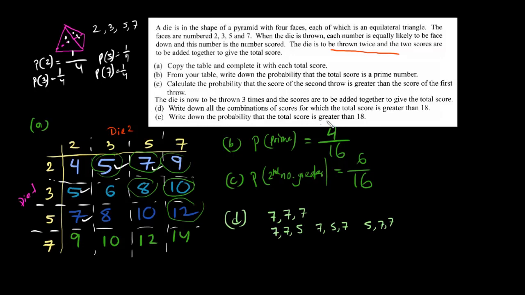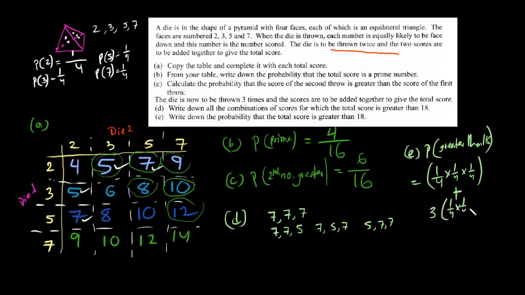Okay, write down the probability. Okay, question number E. Probability of greater than 18. Okay, so every probability is 1 by 4. So 7, 7, 7 means 1 by 4 into 1 by 4 into 1 by 4. Plus we have three permutations of 775. So this is going to be 1 by 4 into 1 by 4 into 1 by 4. So basically if you add this up, this is 1 by 64. So there is 1 by 64 plus 3 into 1 by 64, which is 4 by 64, which is 1 by 16.